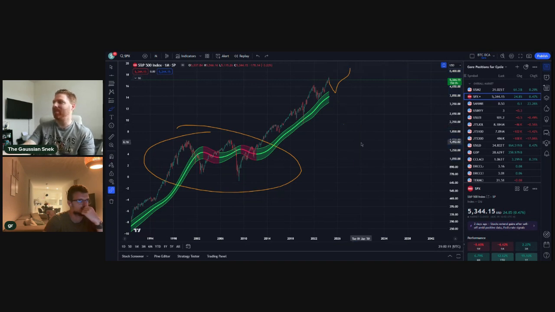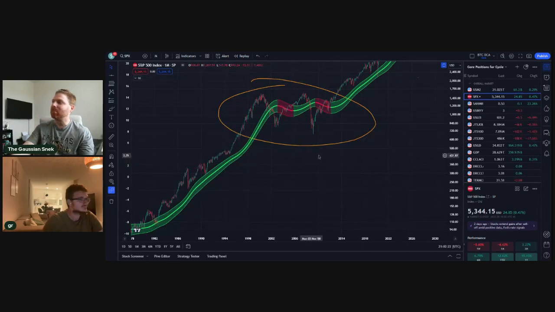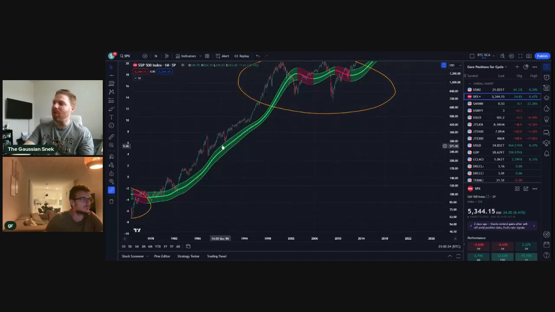That could happen. Hard to say, but I know that when the Gaussian channel widens like this, like I was saying, when it widens, it's generally not a good thing. It did get wide here in the 1990s. Didn't mean a thing though. We had the Gulf War recession, and it just blasted off, right?